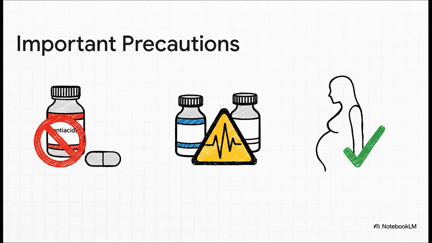And there are a few really crucial precautions to keep in mind. First, you want to avoid taking antacids with magnesium or aluminum right around the time you take your dose. Why? Because they can actually stop your body from absorbing the medicine properly. It's also super important that your doctor knows if you're on any other meds that can affect your heart rhythm. But on a positive note, it's generally considered safe to use during pregnancy if a doctor decides it's necessary.